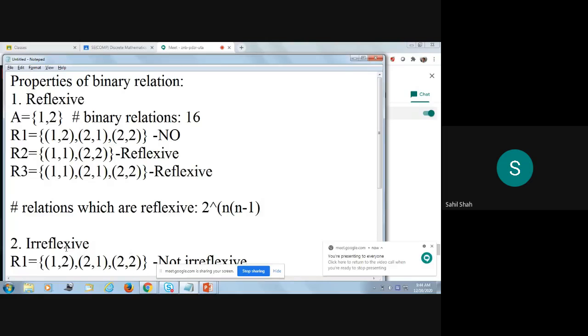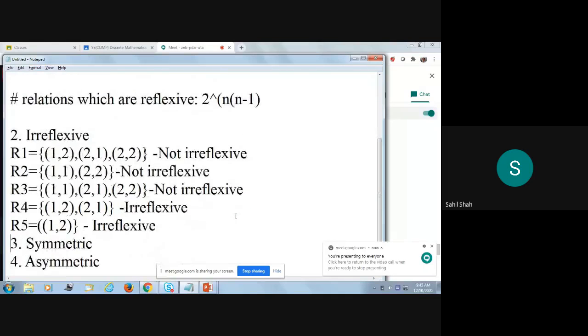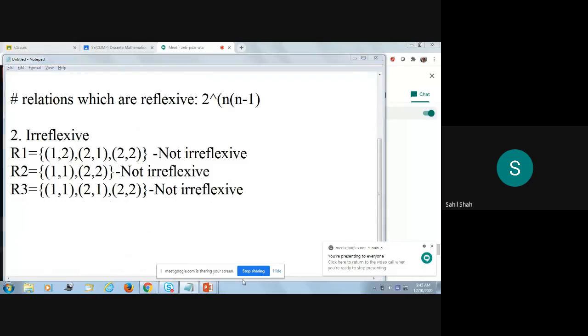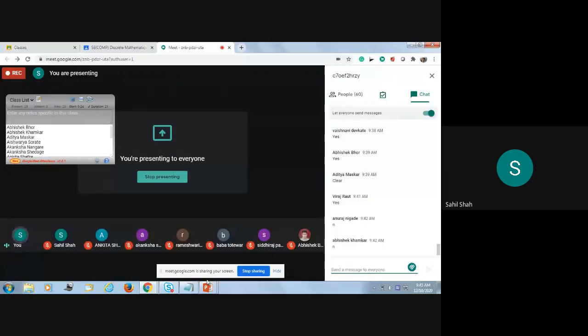If you want the number of irreflexive relations, you have to subtract this quantity from 2 raised to n square. You will get your answer for irreflexive. I will not tell about irreflexive; that will be your job to compute.